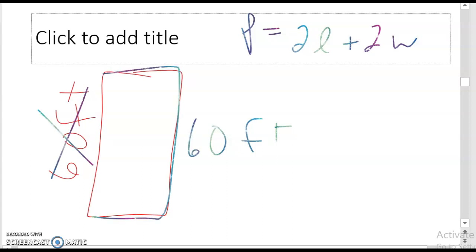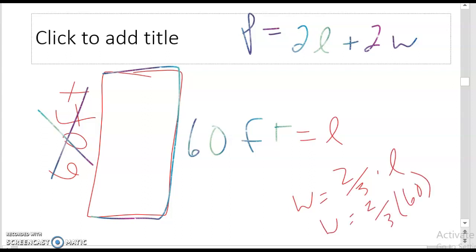Now, we do know that we want the width, right? So this is the length. We want the width to be 2/3 the length. So if I plug in 60 for the length, 2/3 of 60, we want to just reduce some fractions, right? 3 goes into 60 20 times. 2 times 20 is 40. So these 2 sides are going to be 40.